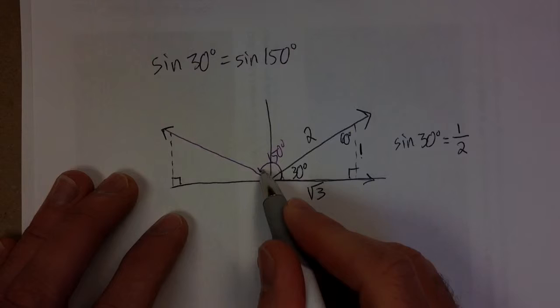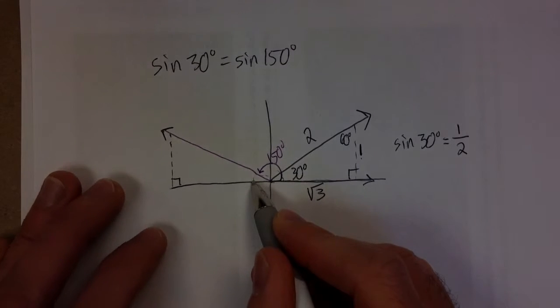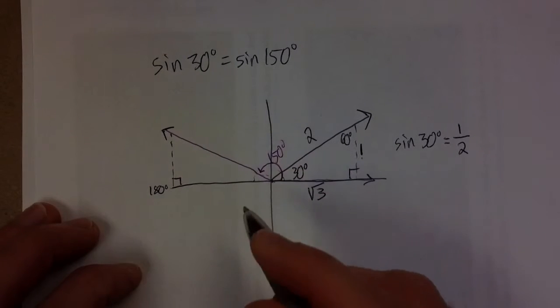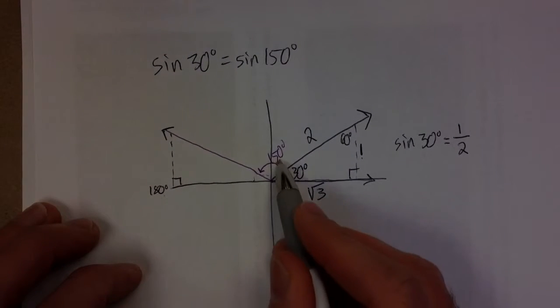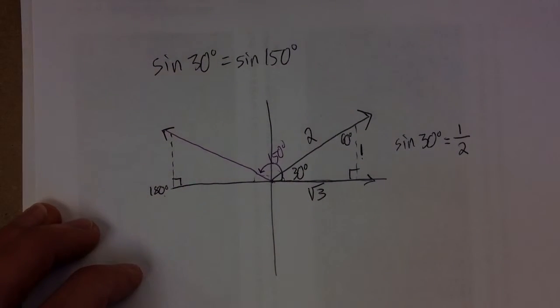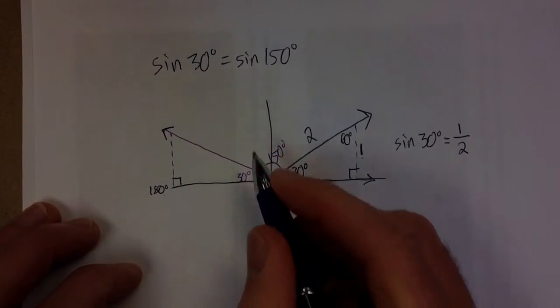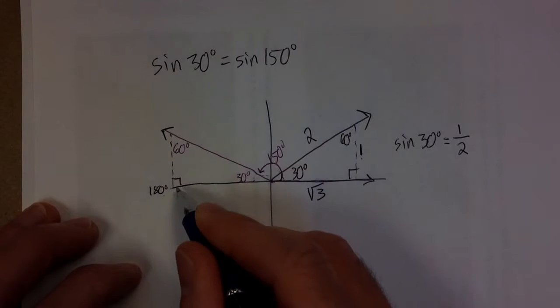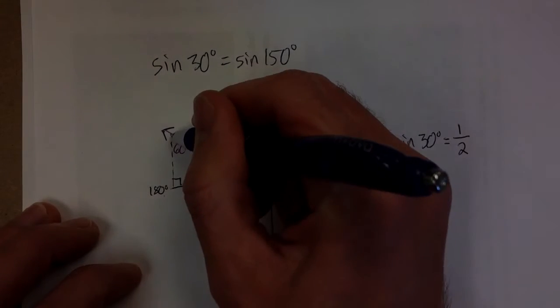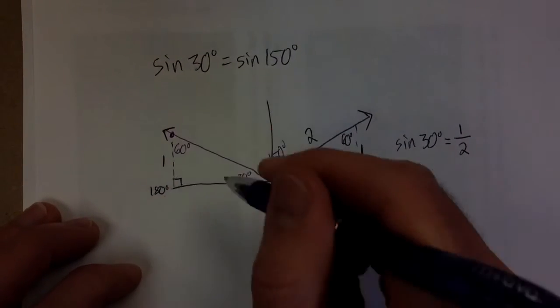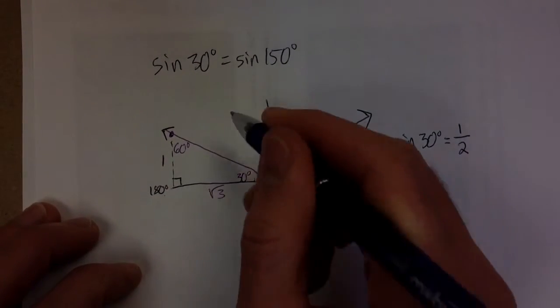From here to here is how many degrees? 180. What's 180 minus 150? 30. So you have, again, a 30, 60, 90 triangle. I'll make this 1, this root 3, this 2.